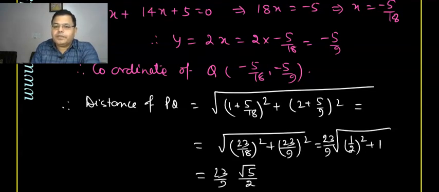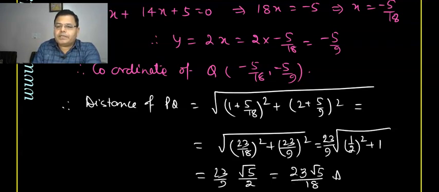I hope you got it. So this will be the answer, that 23 root 5 by 18 is the answer. Unit will be answer. I hope you got it.